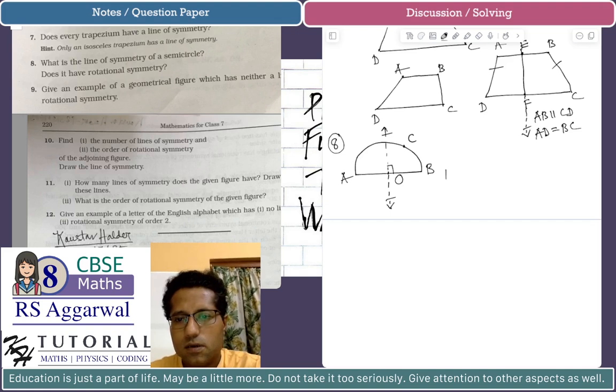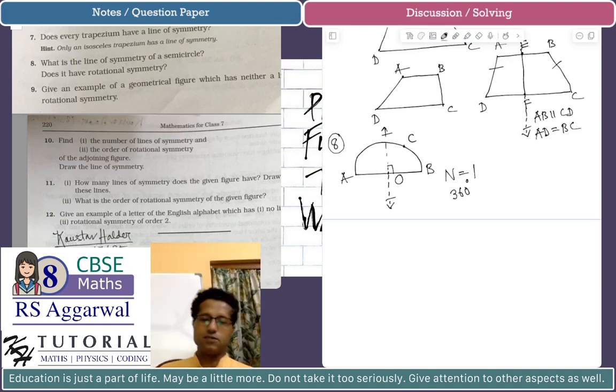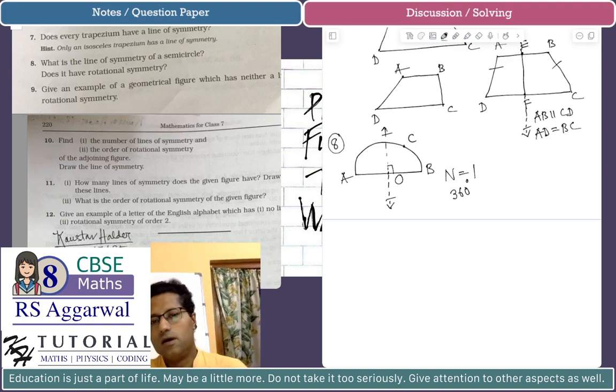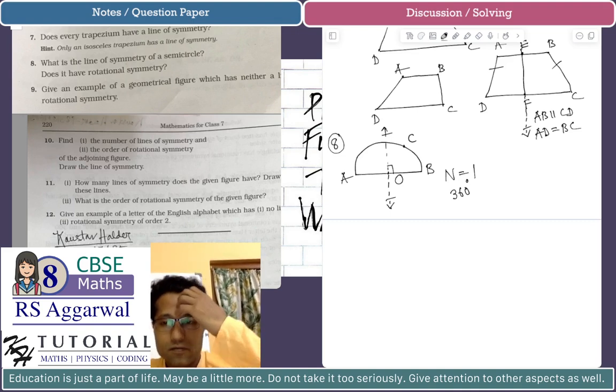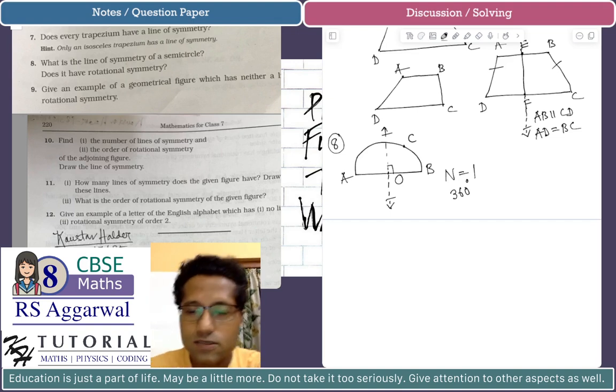For this, n will be equal to 1, and there will be only one angle of rotational symmetry, that is 360 degrees. If you rotate the semicircle 360 degrees, it will come back to its original position, and so n will be 1. Hence the semicircle does not have rotational symmetry, as for a figure to have rotational symmetry, n has to be greater than 1, at least 2.